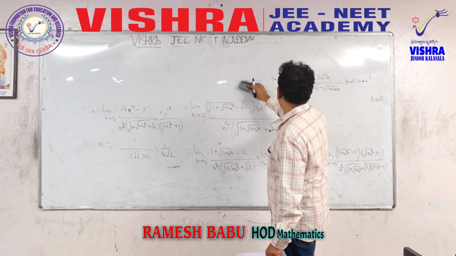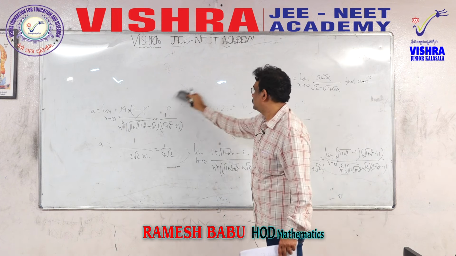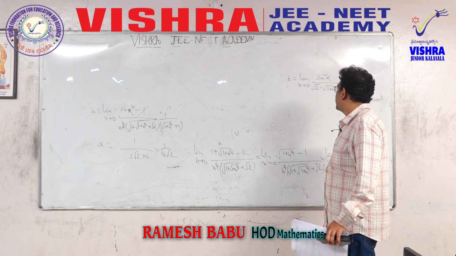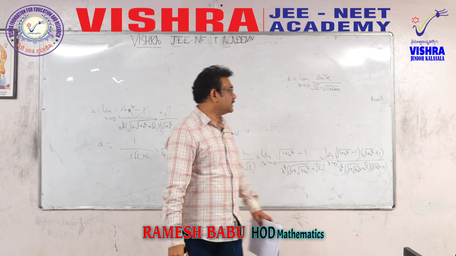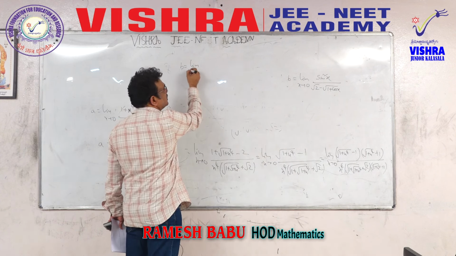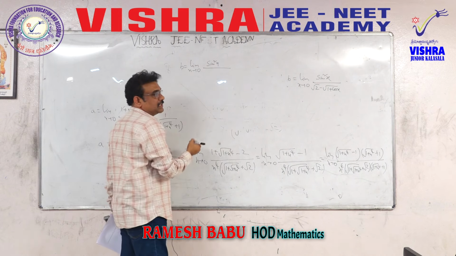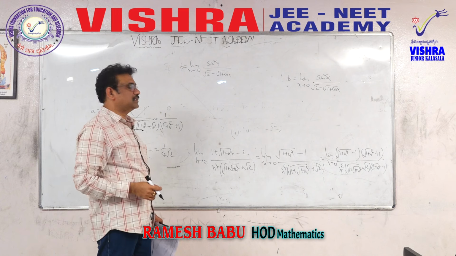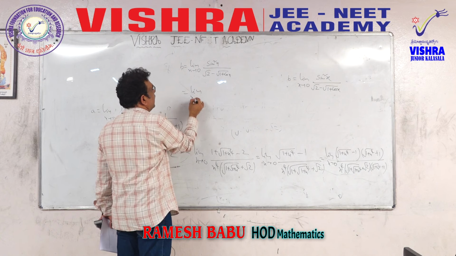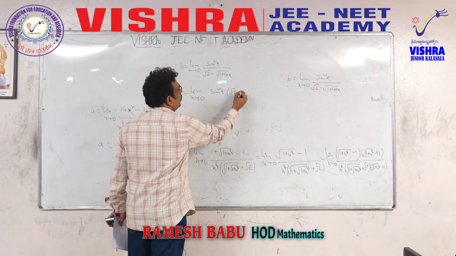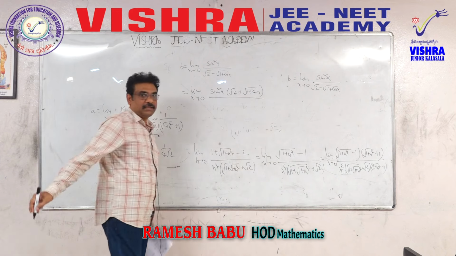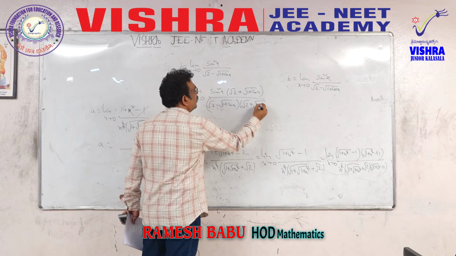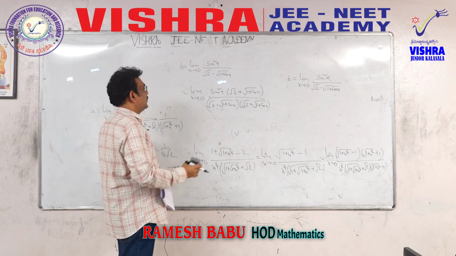So what is B here? B is equal to limit x tends to 0 of sin square x by root 2 minus square root of 1 plus cos x. So multiplying numerator and denominator by root 2 plus square root of 1 plus cos x. So that is equal to limit x tends to 0 of sin square x into root 2 plus root of 1 plus cos x by root 2 minus root of 1 plus cos x into root 2 plus root of 1 plus cos x.